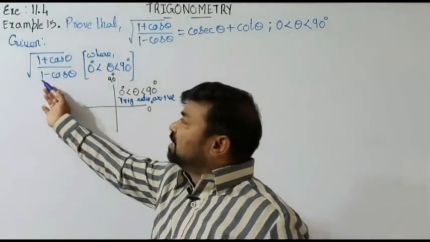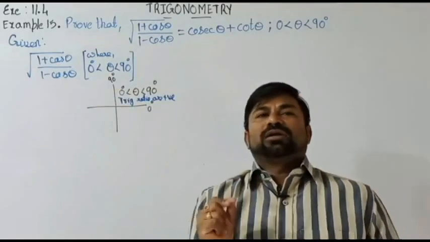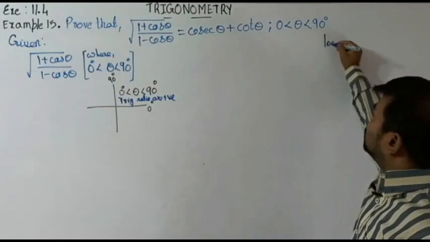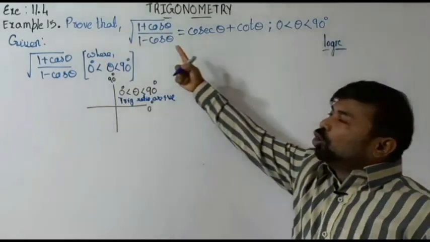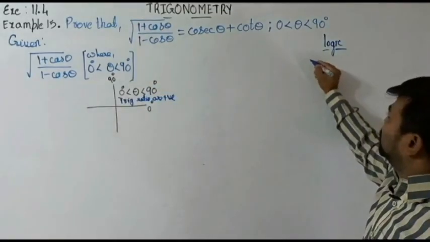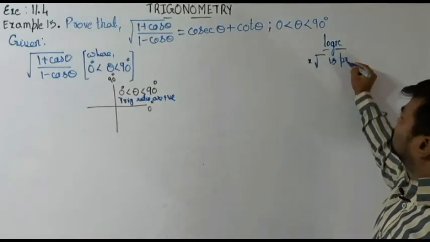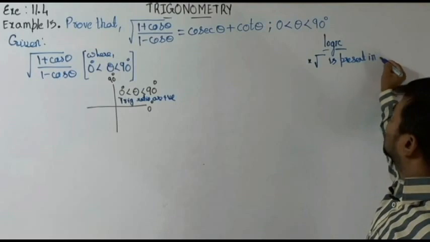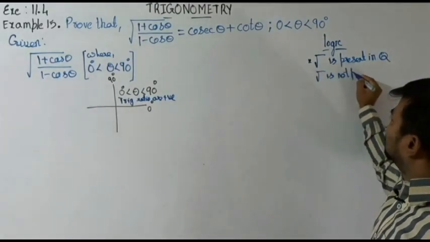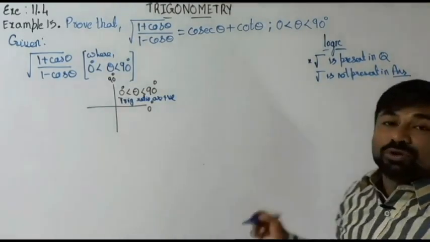Now again, let me get back. This is the question he has given. Now let's think in a different way, with only one logic. Do you have under root in the answer? The point you have to remember is that the square root is present in the question, but the square root is not present in the answer.